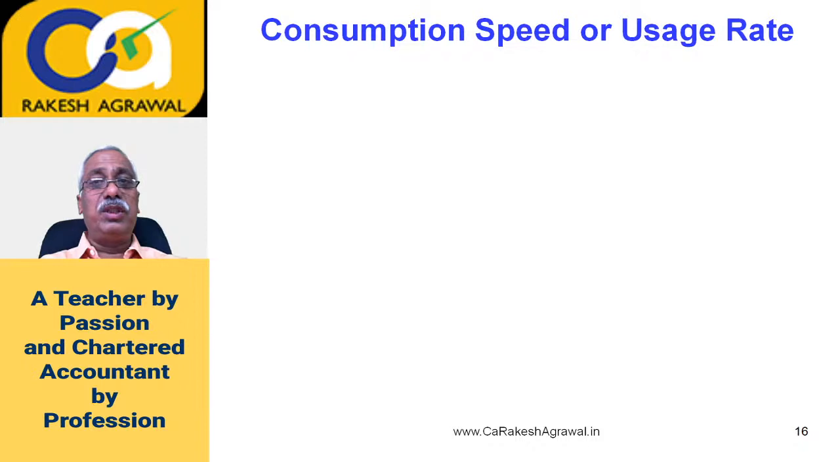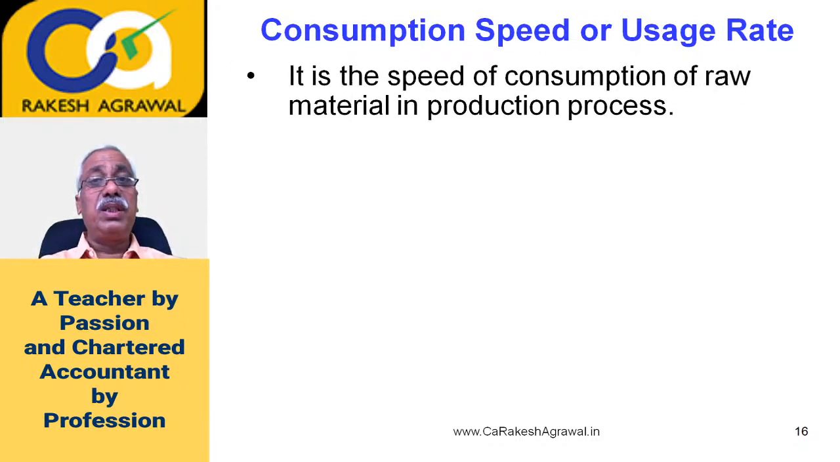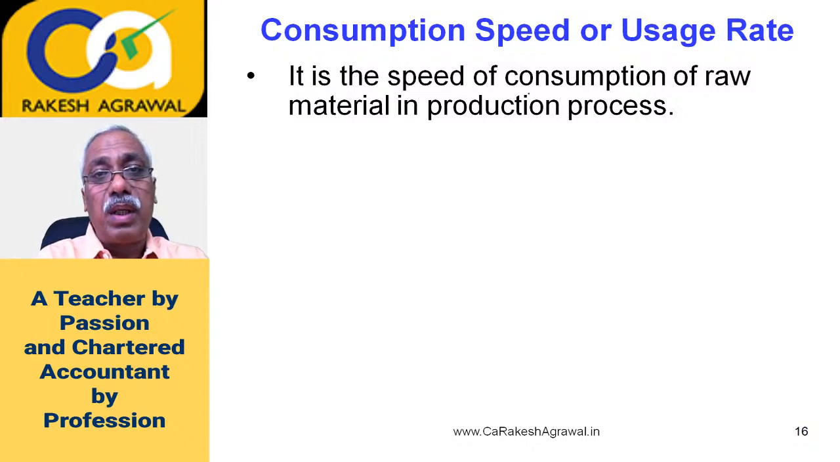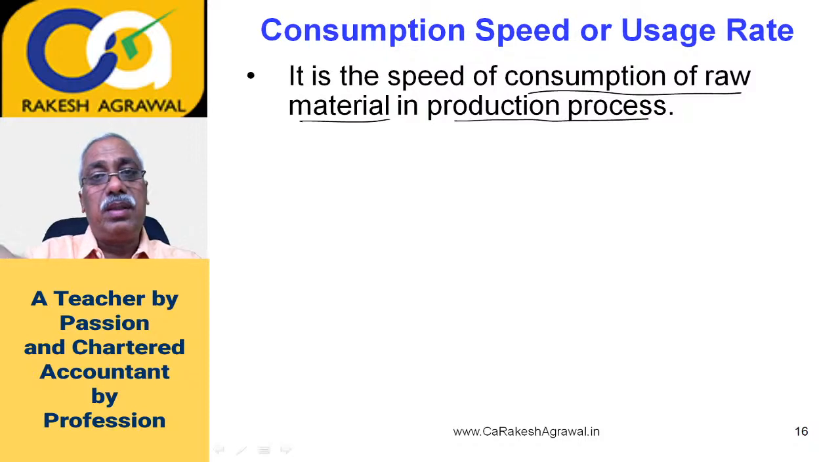Similarly, this consumption speed or usage rate is also of three types. First of all, it is the speed of consumption of raw material in the production process. The speed at which you consume the raw material in the production process. Suppose I am consuming 500 kg of raw material every day. Then my consumption speed is 500 kg per day.